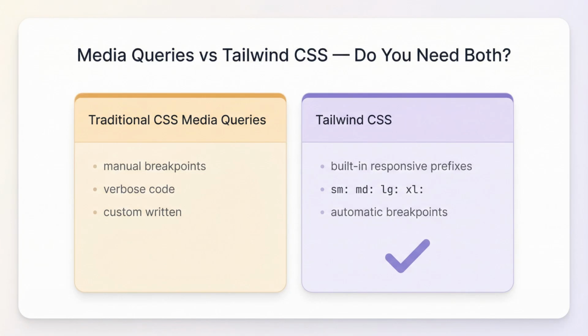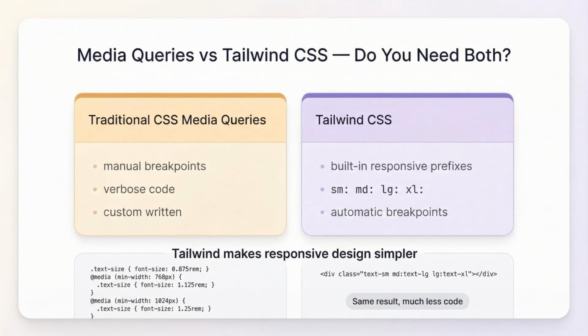Another question that comes up is about media queries, those CSS rules that change your layout depending on screen size. In traditional CSS, you write media queries manually to handle responsiveness. But when you're using Tailwind CSS, you largely don't need to write media queries at all. Tailwind has responsiveness built right in through its prefix system. You just add SM, MD, or LG before a class name, and Tailwind handles the rest.